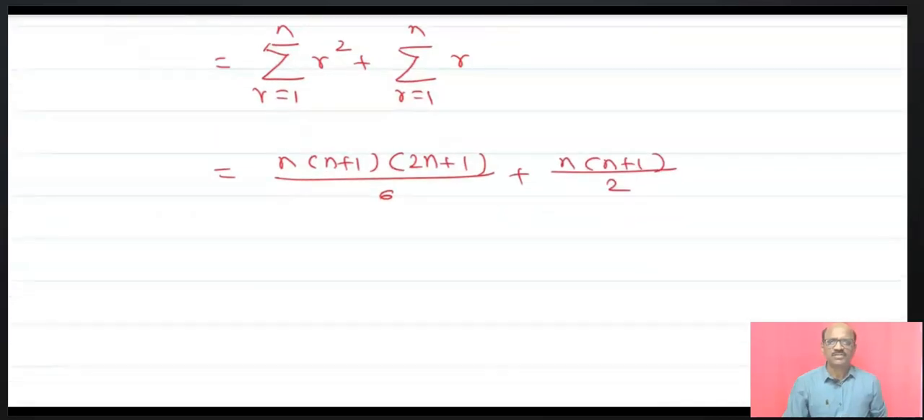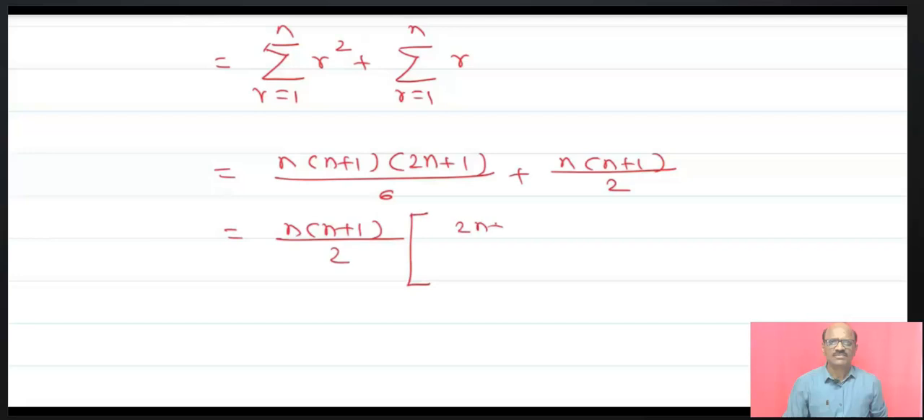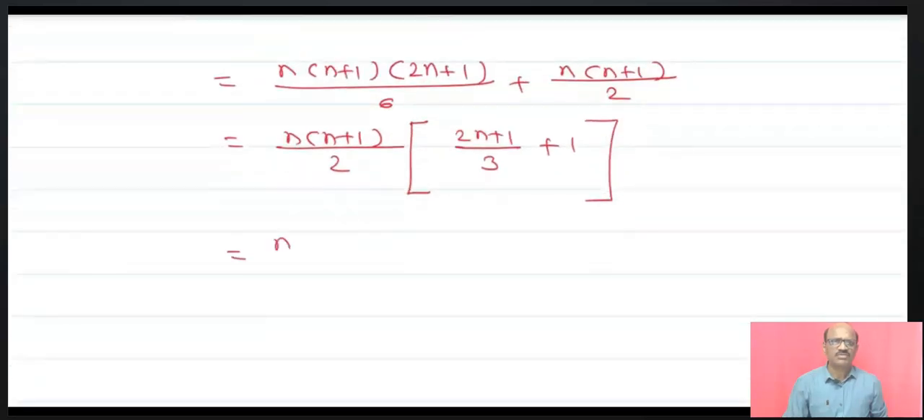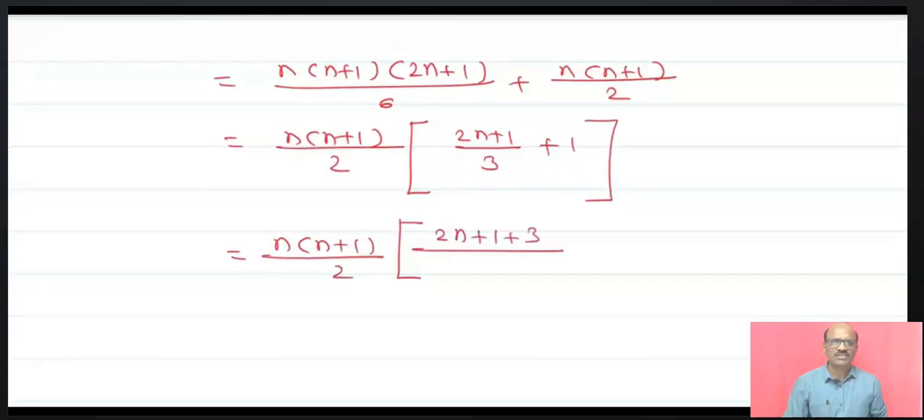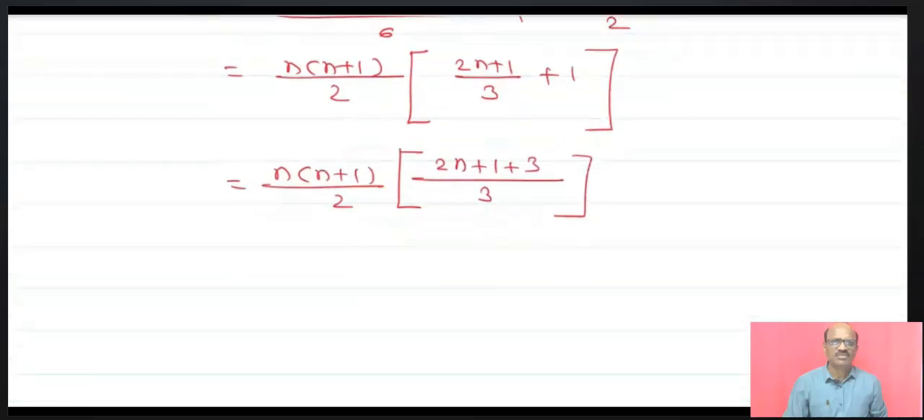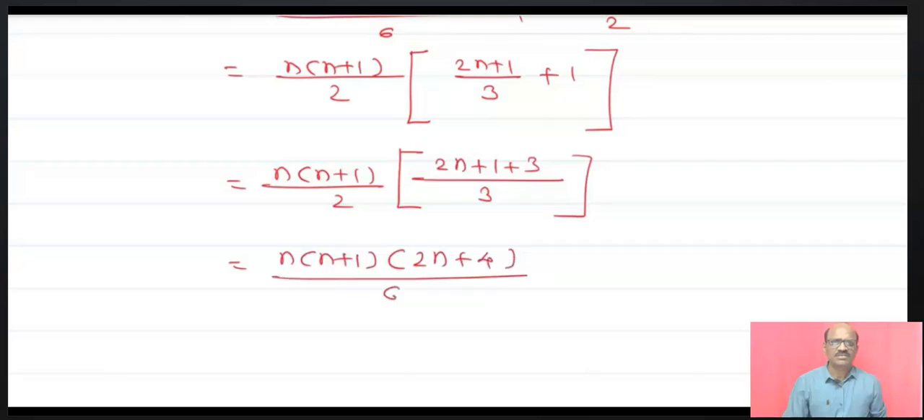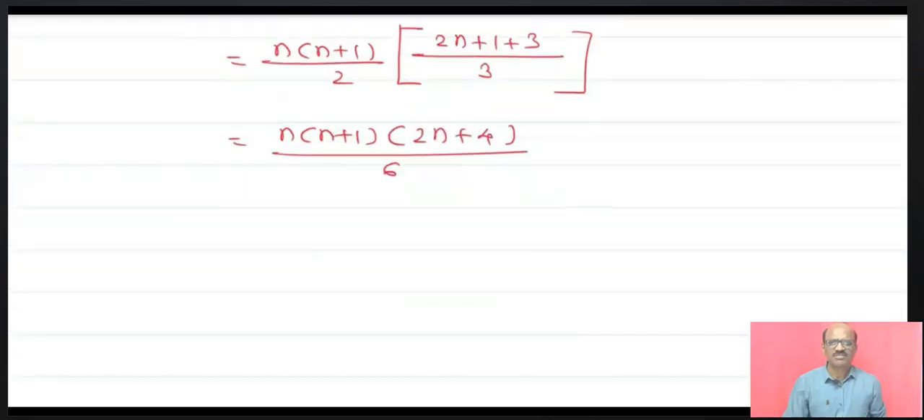Now, this is simplification. See this, that is n plus 1 upon 2, into 2n plus 1 upon 3 plus 1. Simplification, that is 2n plus 1 plus 3 upon 3. That is n plus 1 upon 2n plus 4 upon 3. Normal simplification is there. You can perform it.